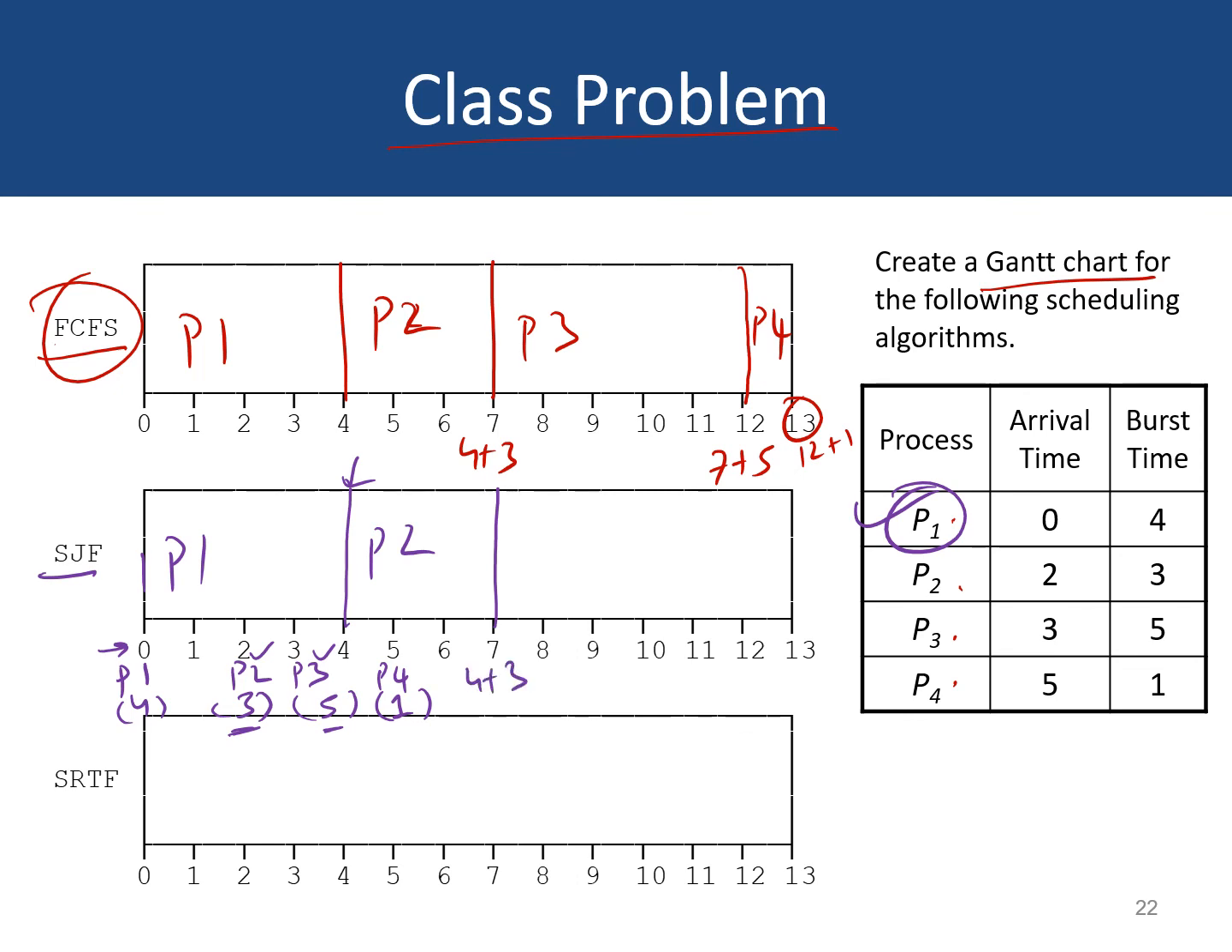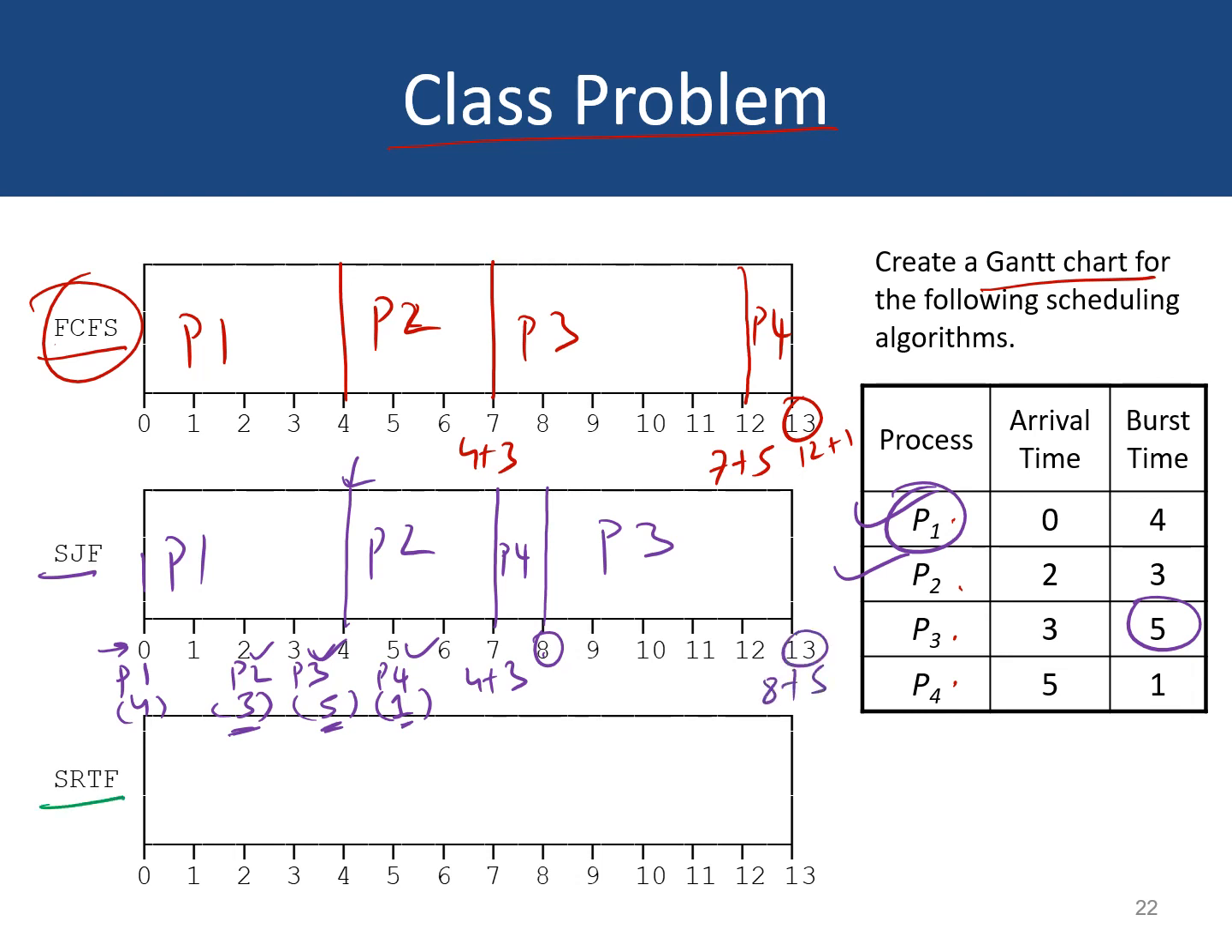After P2 finishes, we now have processes P3 and P4 in the system. P3 has a CPU burst of 5 milliseconds and P4 has a CPU burst of 1 millisecond. So P4 is the shorter process, so P4 gets to execute next, and it just requires 1 millisecond. It starts at time 7 and finishes here at time 8. And after this, the only remaining process is P3. So P3 gets to execute for 5 milliseconds, which is its burst time. It starts at time 8 and finishes at 8 plus 5, 13 milliseconds.